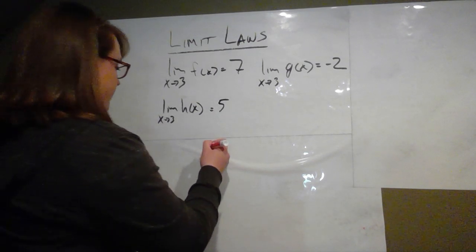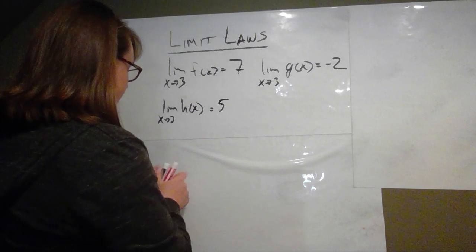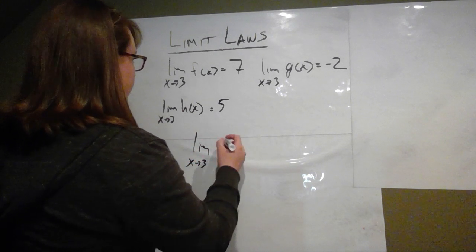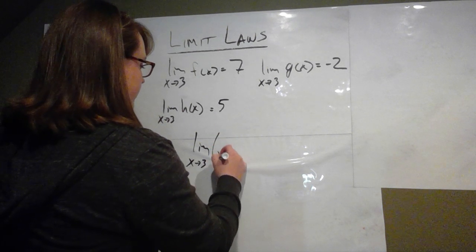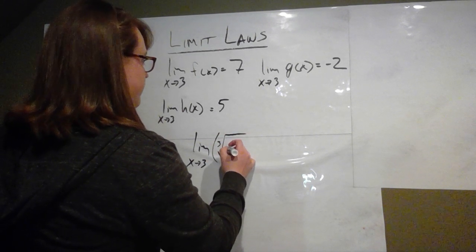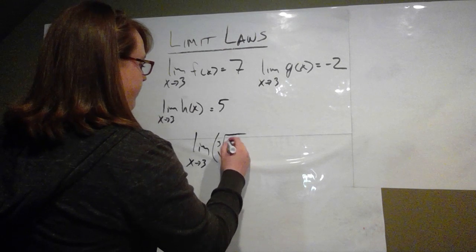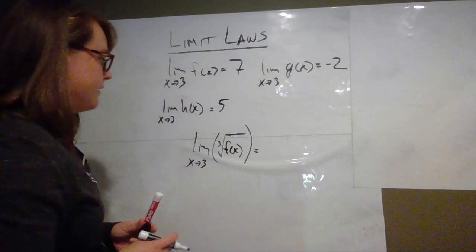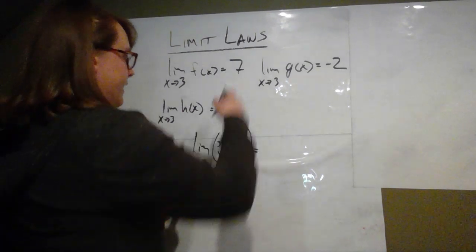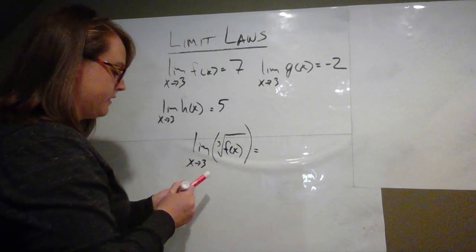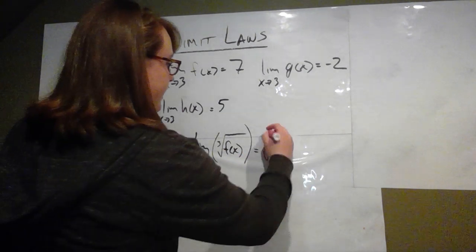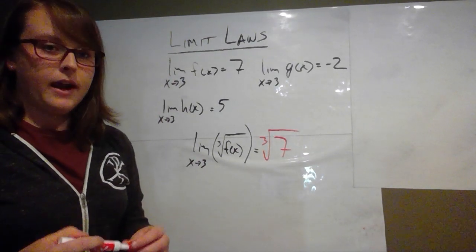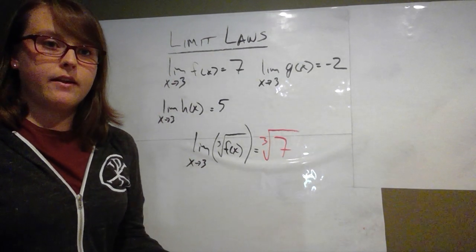Let's do the limit as x approaches 3 of the cube root of f of x. In this case, we just take the limit of f of x, which was 7. So we take the cube root of 7. And you can either leave it like that, or if you're asked for a decimal, you can put it in your calculator and get a decimal.